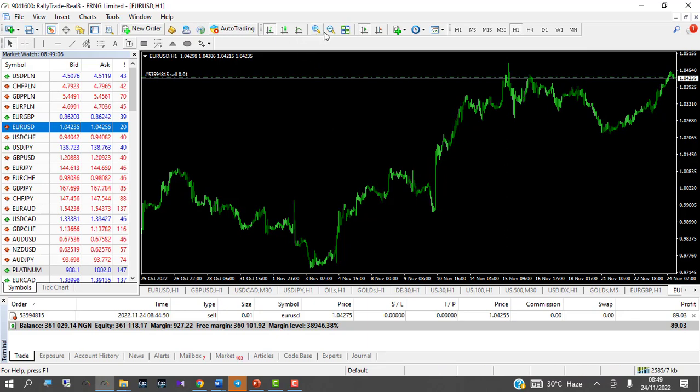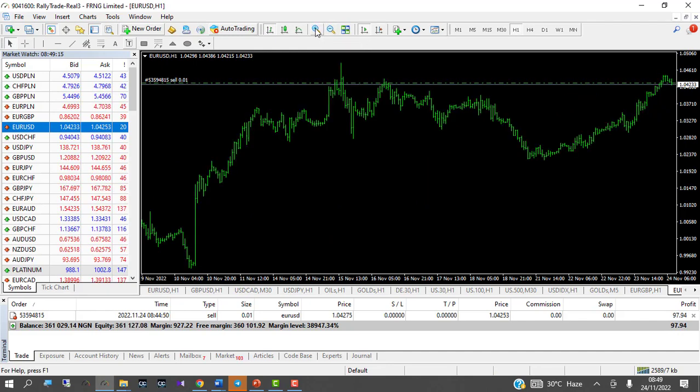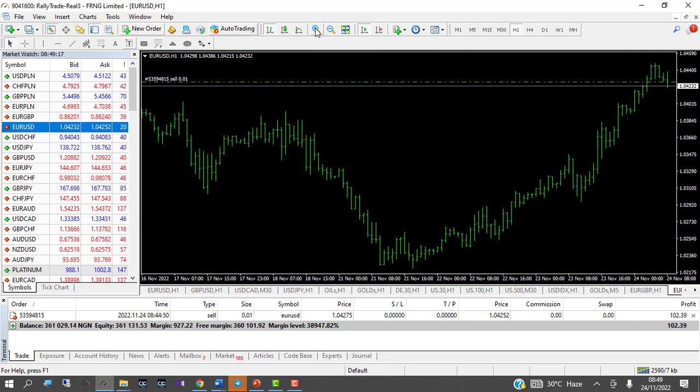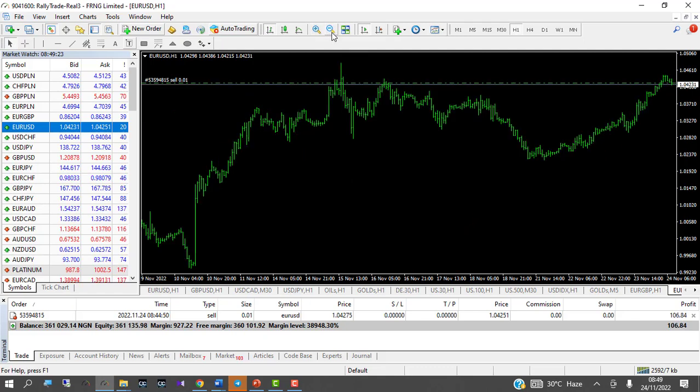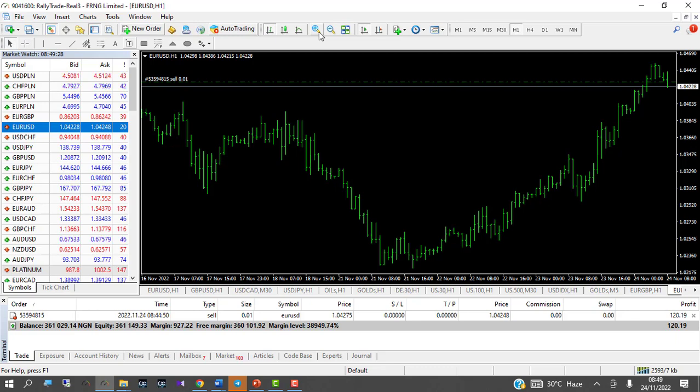Then look up here, we have zoom. The plus is to zoom in, the minus is to zoom out. So let's zoom in a little bit. I'll click zoom the first time to become bigger, the second time to become bigger, as you can see. Now, if I don't want it to be this big, I'll click on the minus, it becomes smaller. But the plus, it becomes bigger, as you can see there.